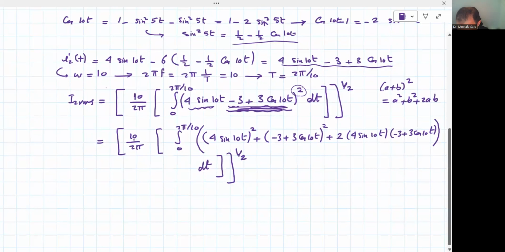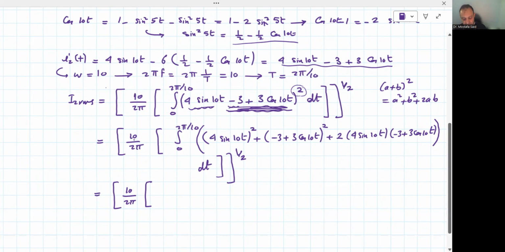third bracket now, and to the power of half. That's the square root. I know it's complex, but once we continue with simplification, it's gonna be okay. So 10 over 2 pi.